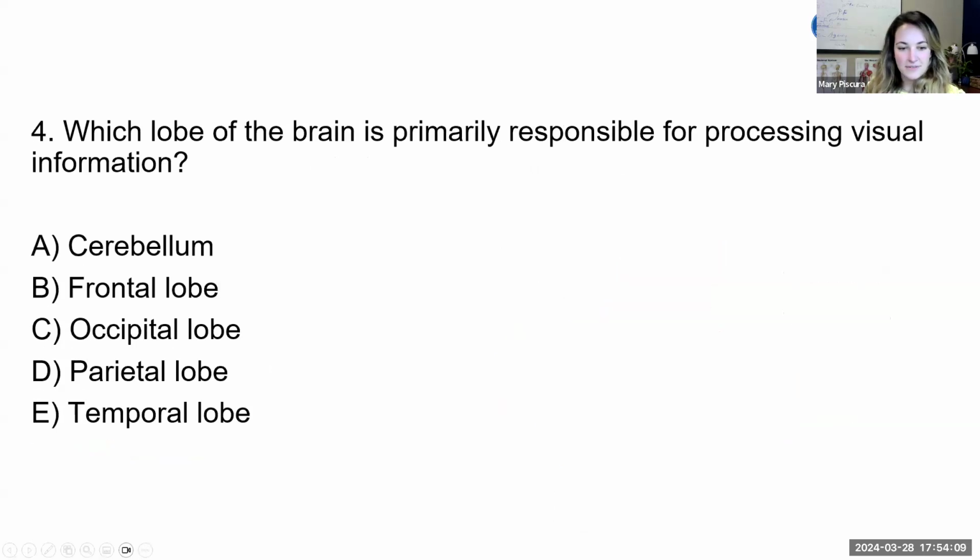All right, next one. We had a really great lecture with Dr. Spudik about some neuroscience. So which lobe of the brain is primarily responsible for processing visual information? Kind of doing a really good job. All right, I think we got most people in here. Let's go ahead and share that. So you guys did really good. So this is in fact going to be the occipital lobe.